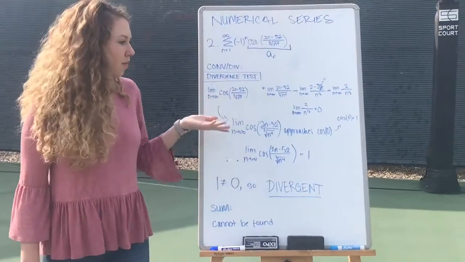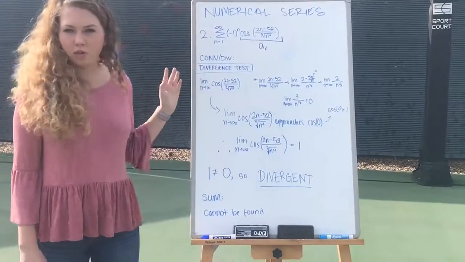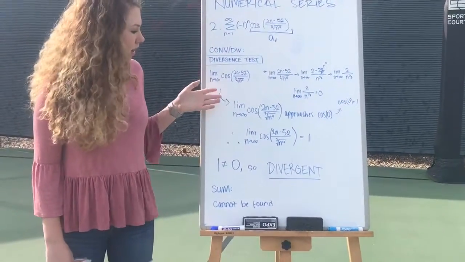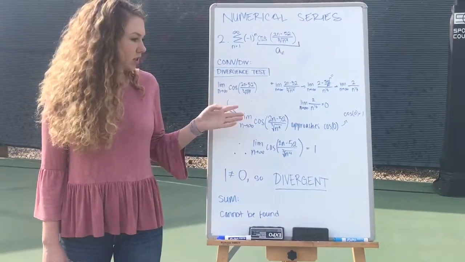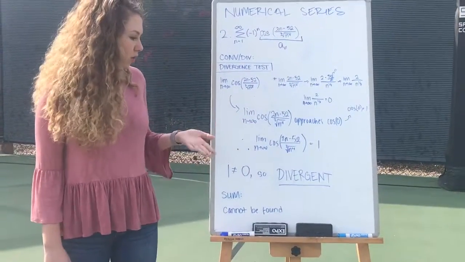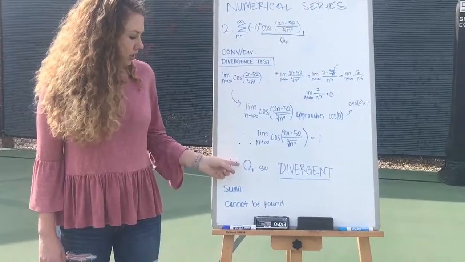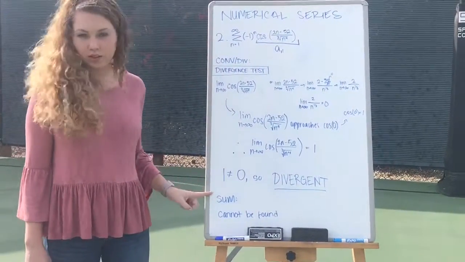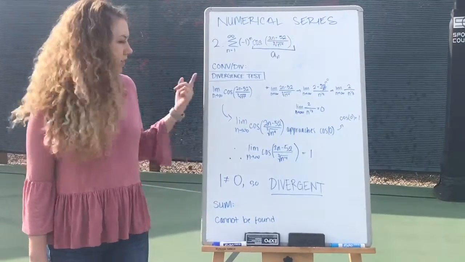Then you just end up with the limit as n approaches infinity of 2 over n to the 1/3, which is equal to 0. So you end up with basically limit as n approaches infinity of cosine of 0, which is equal to 1. And 1 does not equal 0, so it's proved divergent by the divergence test, and you cannot find the sum for the series.